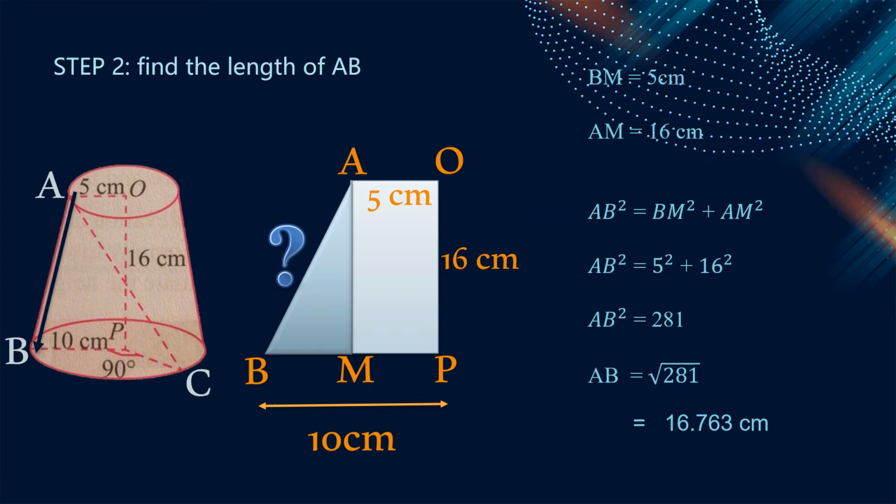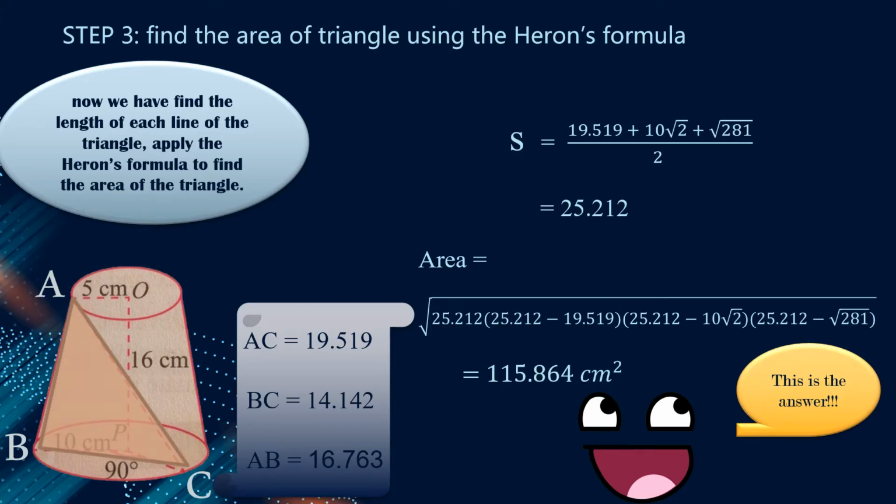So how do you use it? AB squared equals BM squared plus AM squared. So it will become AB squared equals 5 squared plus 16 squared. Then if you sum them up, you will get 281. Then you should square root it. And lastly, don't forget to write your answer in decimal points, which is 16.763 cm.